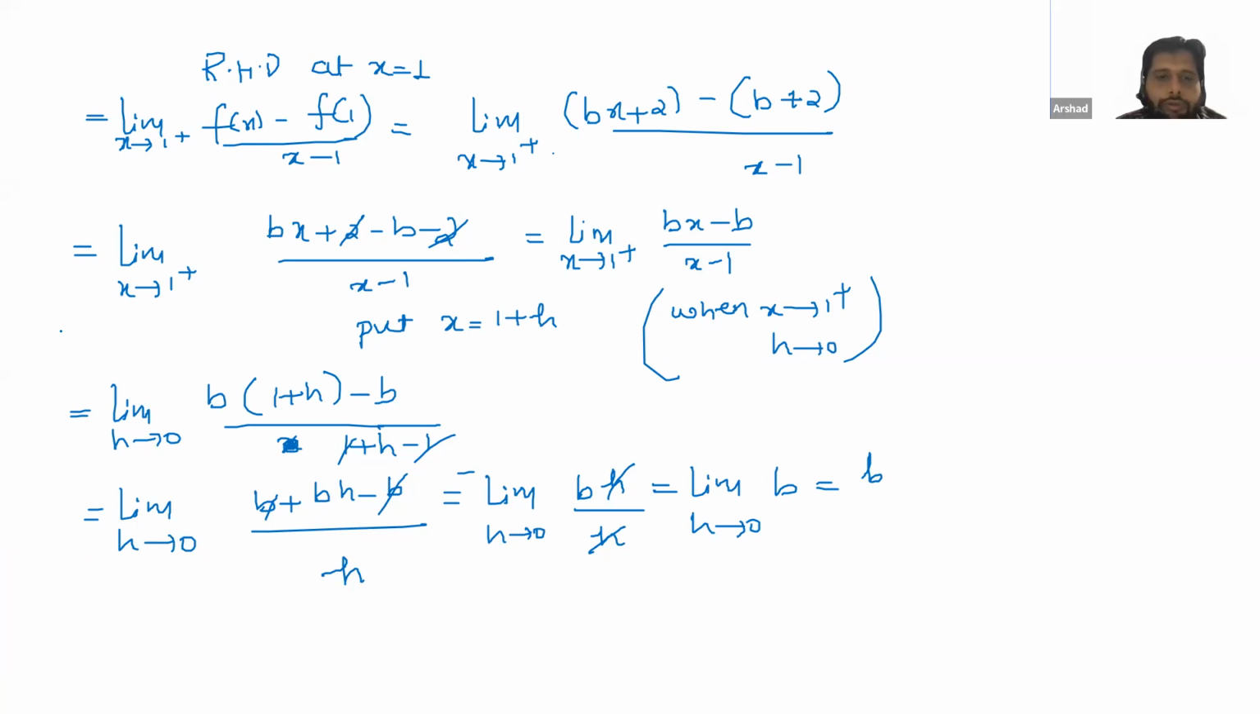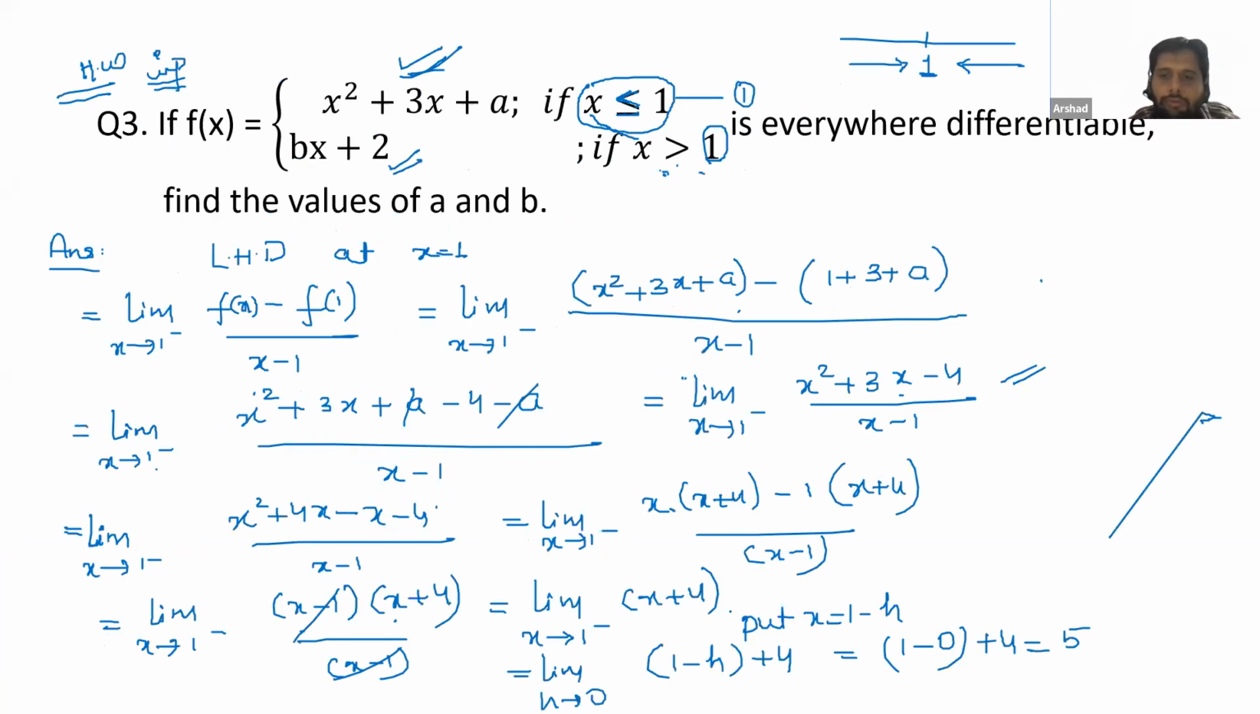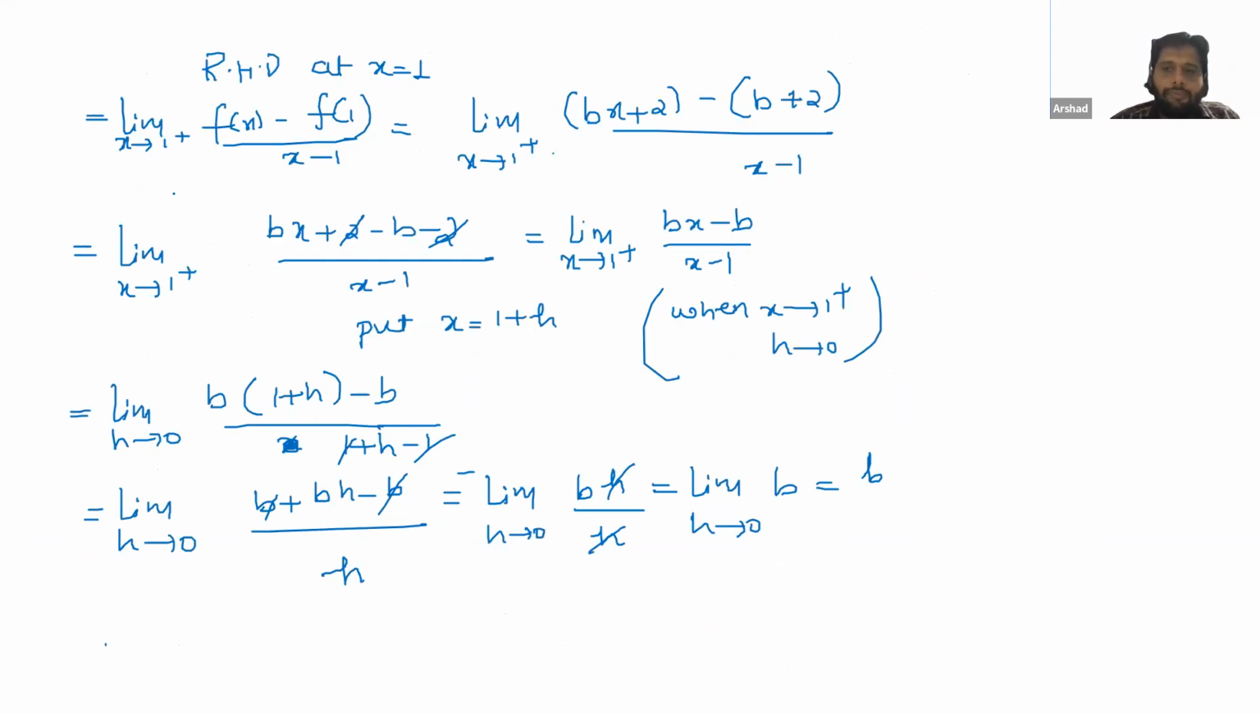So please note down this. Equate LHD and RHD, you will get the value of b. Okay, now tell me what the value of b you are getting. Anyone can tell me what is the value of b here? This is the last question, then your class is over. Okay, tell me what answer you're getting. What is the value of b here?